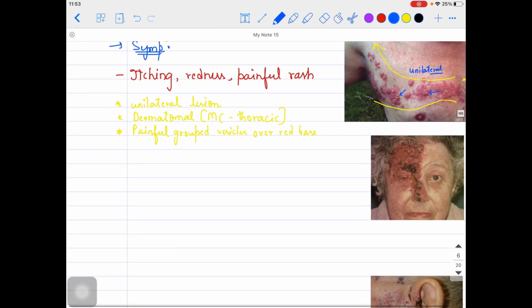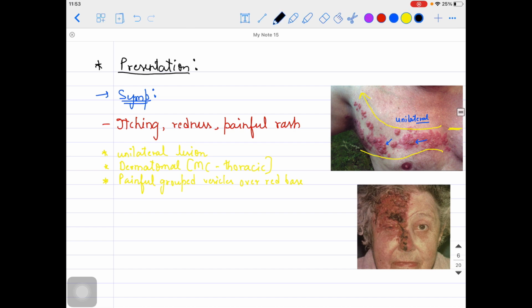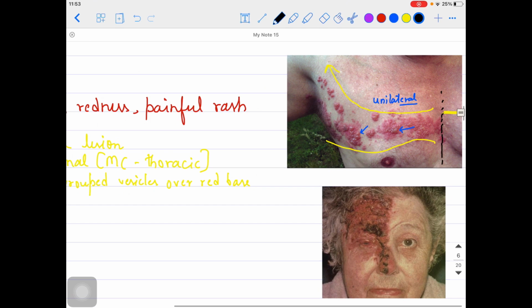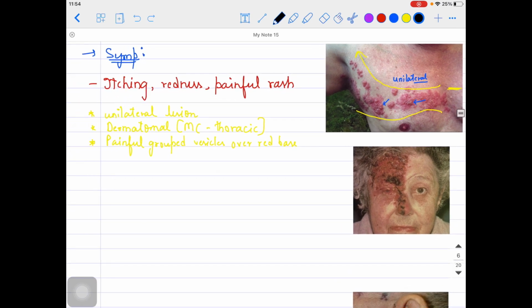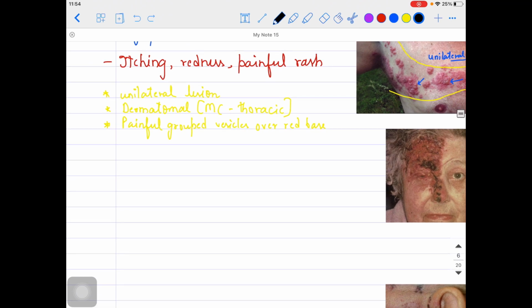Now moving further, once we have talked about how this rash looks, we know that it does not cross the midline. If you imagine the midline over here, for example this is the midline, it is not crossing the midline, it is present on the unilateral side only. Understood. Now let's move further and talk about the other complications of it. Complication means it can further affect two more particular regions.